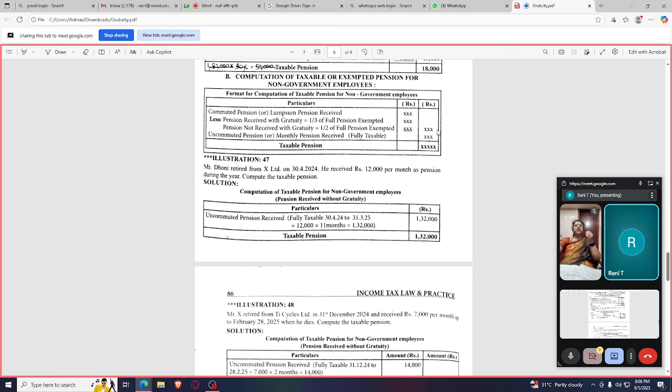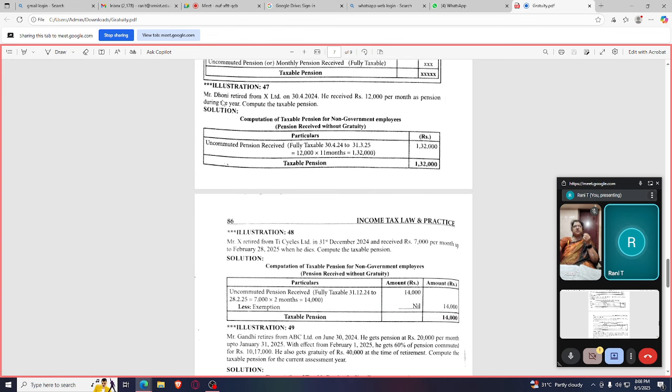Then you take and write, first you have to take lump sum, and from that if it is pension and gratuity, 1/3 of full exemption, and if pension is not with gratuity, then 1/2 of fully exempted. Then this is in case of commuted pension, and for uncommuted pension it is fully taxable, that is, the monthly pension you receive comes under fully taxable, and you add this and it becomes the taxable pension. First we shall go for this illustration, that is Mr.